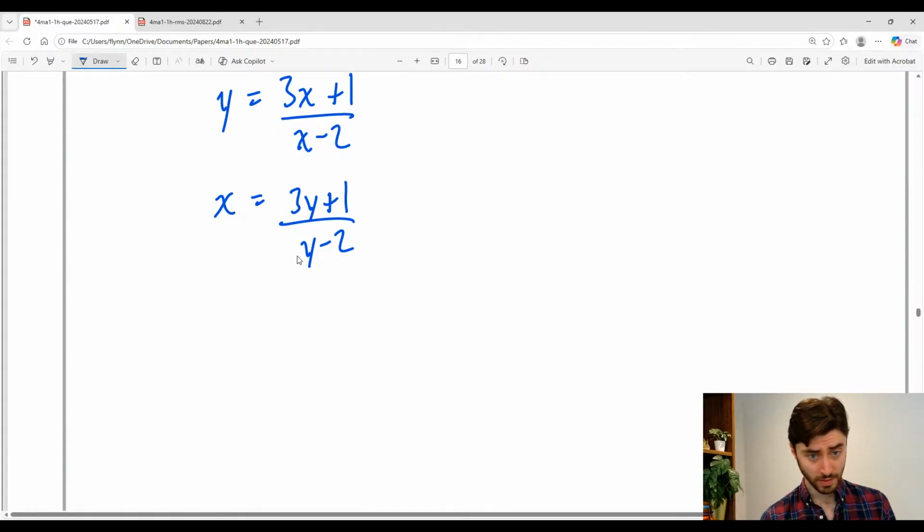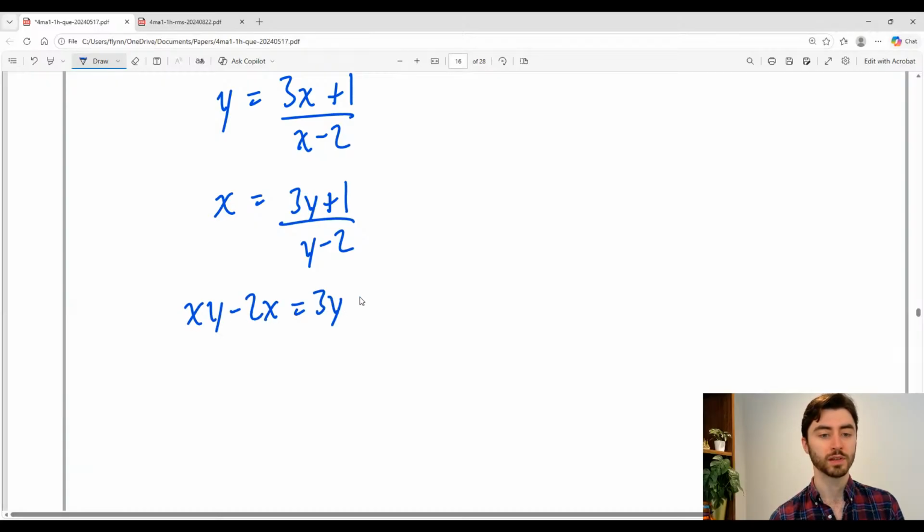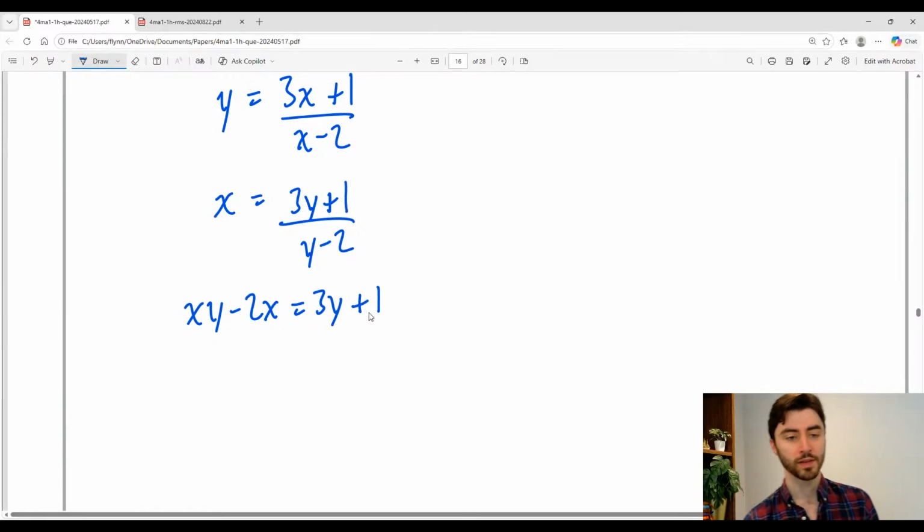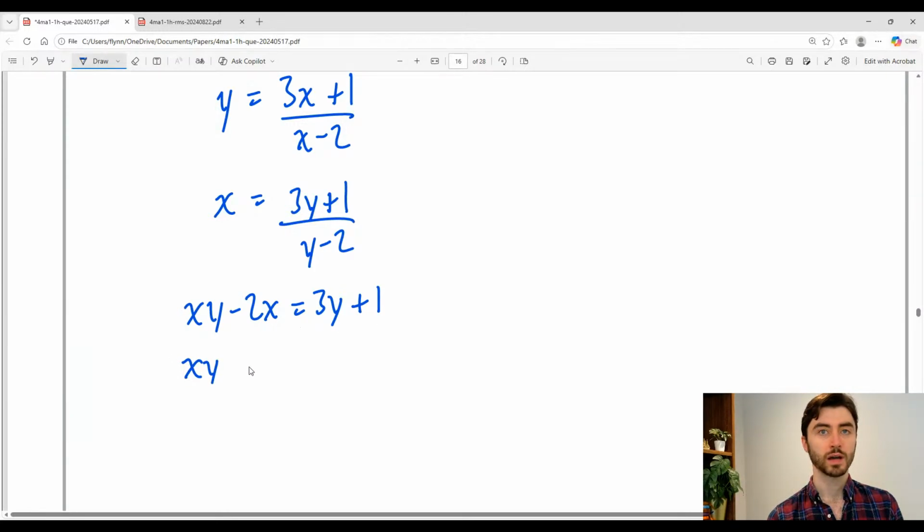So we're going to multiply both sides by y minus 2 and say that xy minus 2x is equal to 3y plus 1. Then you want to get all of your y's on one side and everything else to the other. So I'm going to say xy minus 3y, by subtracting that across, is equal to, and adding the 2x across, you get 2x plus 1.